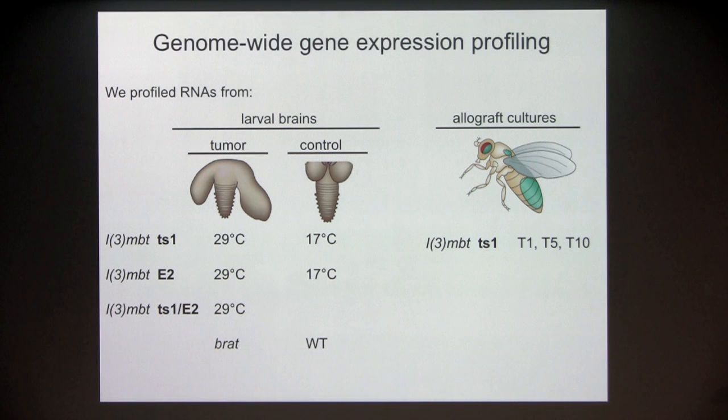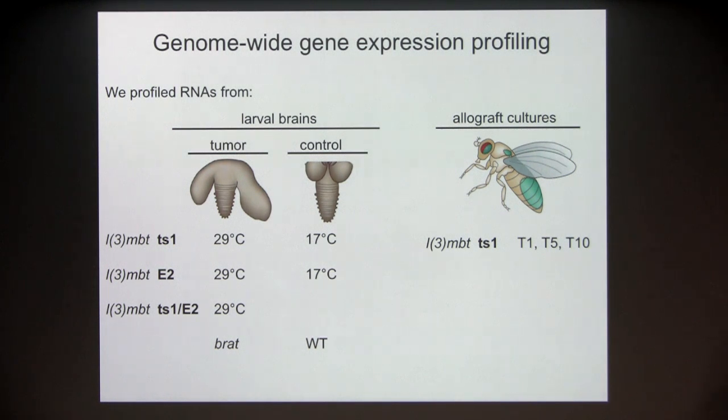So, what we did is a genome-wide expression profile, and I just want to tell you what we did. We profiled the larval brains from the tumors. We have the L3-MBT-TS mutant, which is temperature sensitive, so at 29 degrees it gives a very big tumor. We take the tumoral mass, extract the RNA, and then we do the same for another allele, which is also known to have temperature sensitivity. And then we do the same in a transallelic combination.